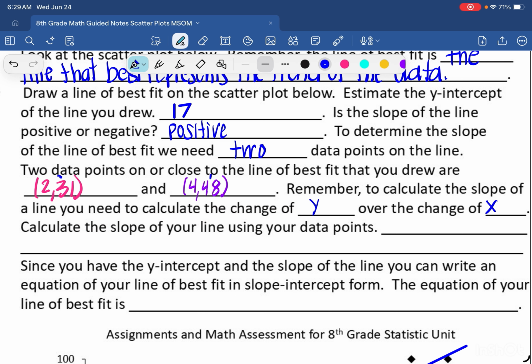So we have 48 minus 31, and that will be 4 minus 2. So 48 minus 31 is 17, and 4 minus 2 is 2. If I divide that, I get about 8.5. If you had different estimates for your points, your number is not going to be exactly 8.5. And that's okay for what we're doing. Like I said, there are programs that can figure out the points exactly. We're just understanding what is going on here.